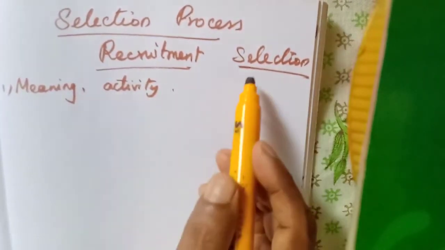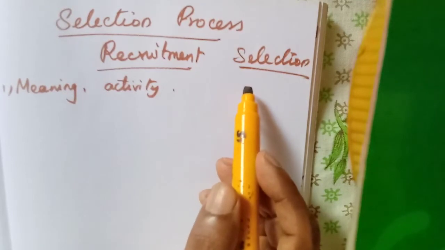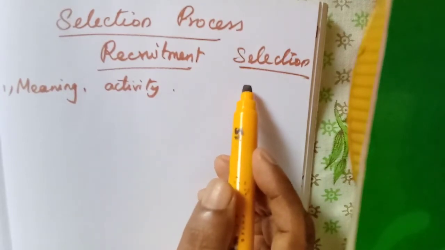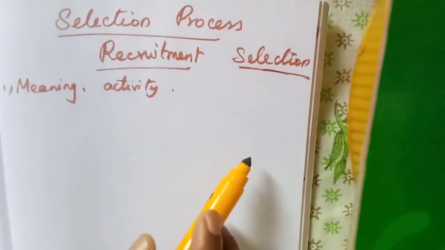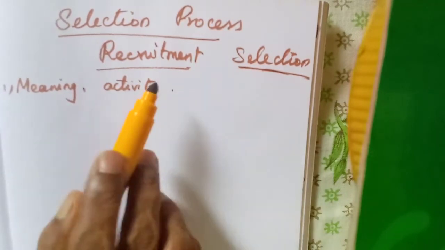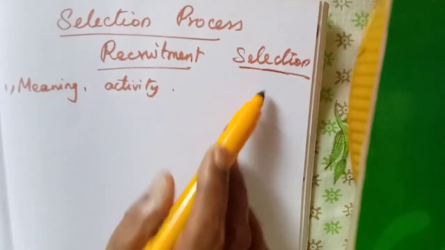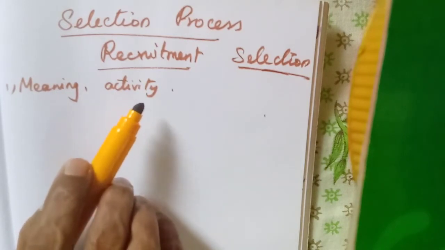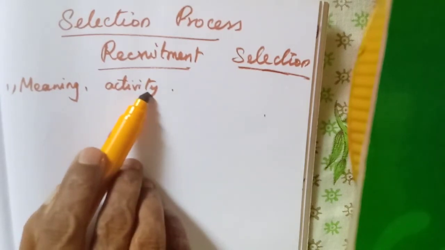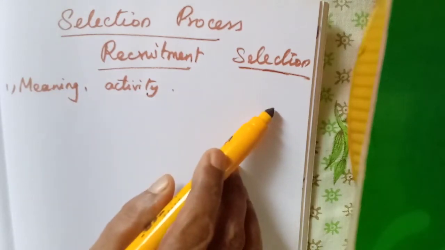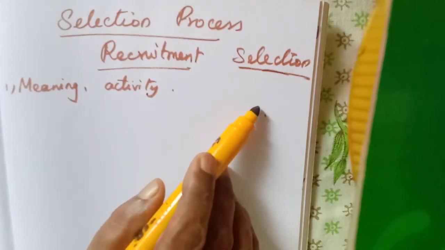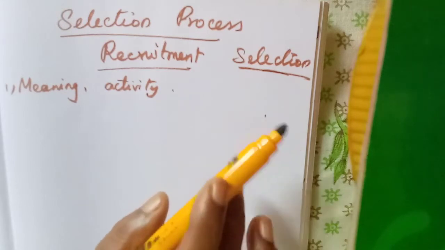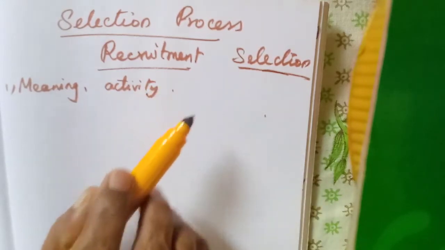But what is selection? Selection refers to the process of selecting the suitable candidates and offering them the job. Here, in recruitment, they are searching for candidates and encouraging them to apply. What is the meaning of selection? It is the process of selecting the suitable candidates and offering them the job.